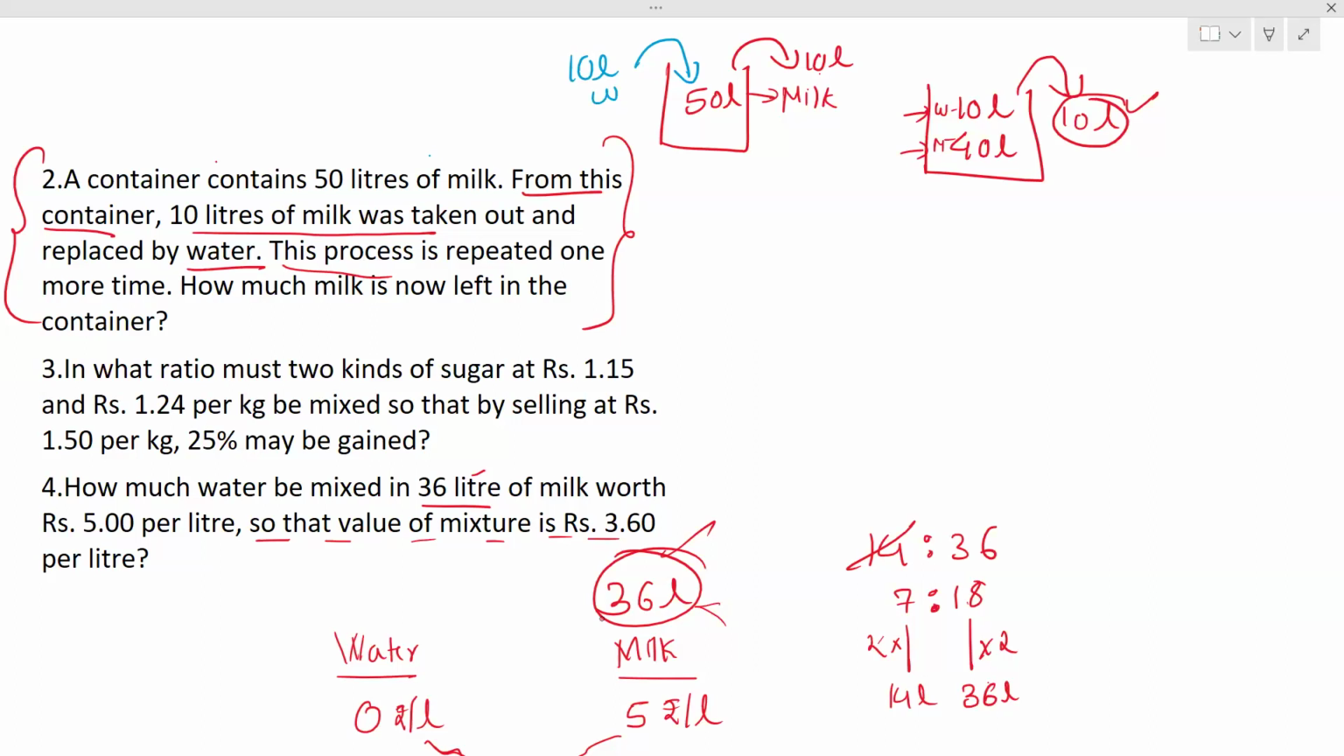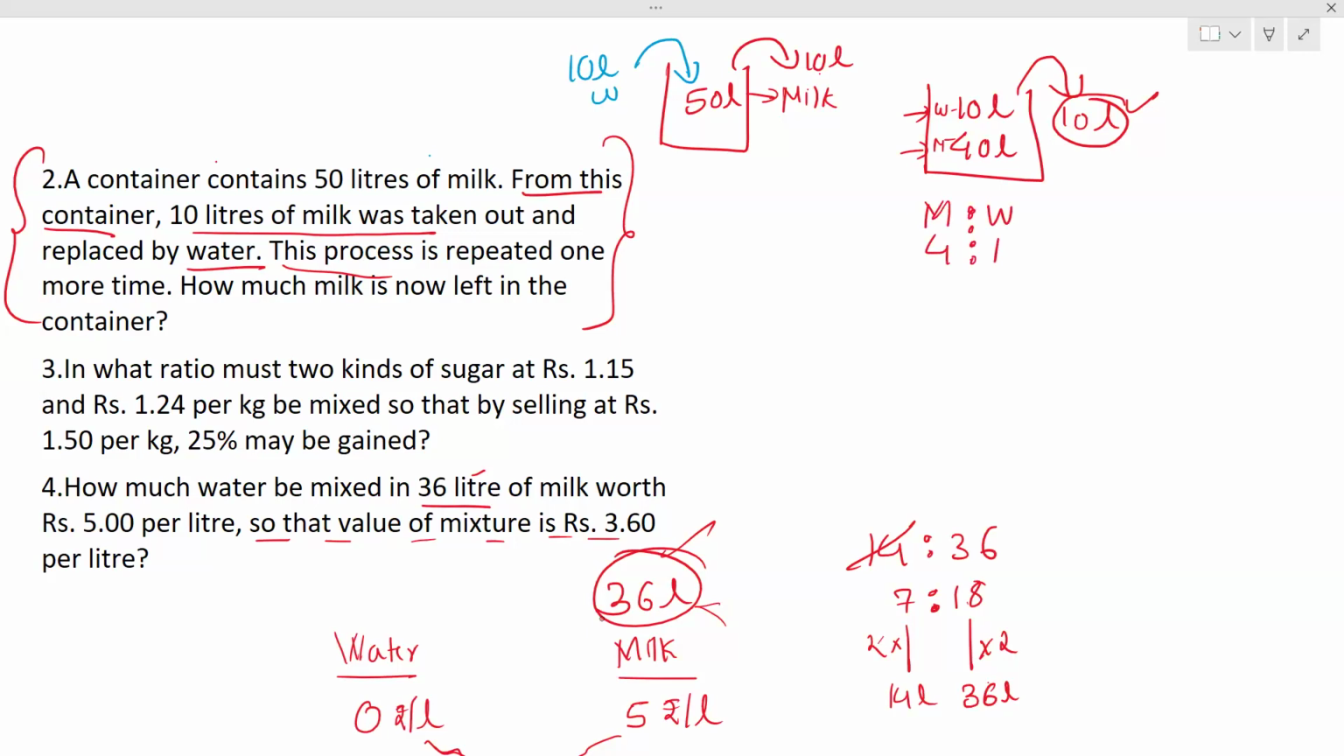True or false? Listen to me carefully again. Once the water was added to this vessel, milk and water get mixed. The next time when you remove this 10 liters, what will happen? Can only milk go out? No. Milk and water will go out. In what parts? Milk and water are in the ratio 4 is to 1. Why? 40 liters is to 10 liters, meaning 4 is to 1.